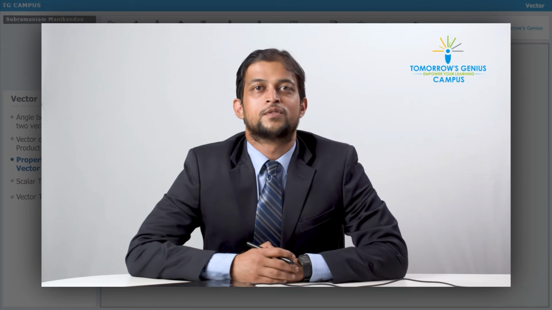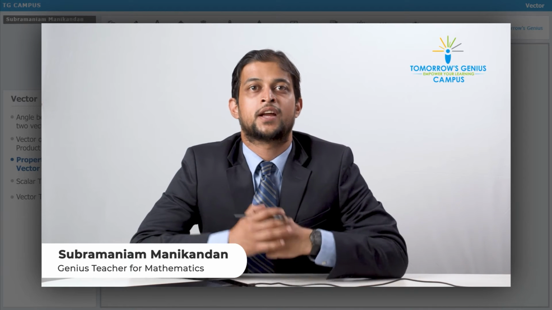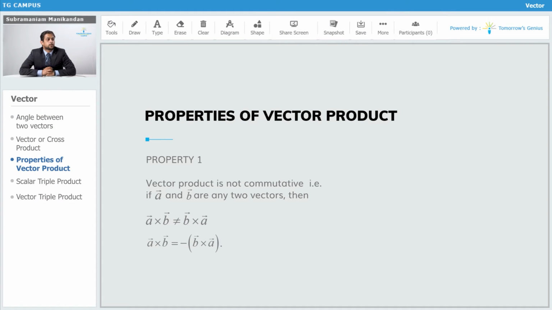It's time to study some properties of vectors in order to better understand how vectors behave. Property 1. Vector product is not commutative, unlike scalar product of two vectors. That is, if you have a bar and b bar as two vectors, then a bar cross b bar and b bar cross a bar are not equal to each other.